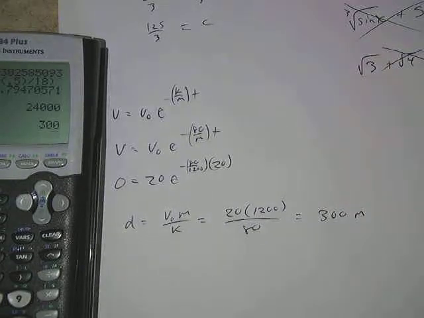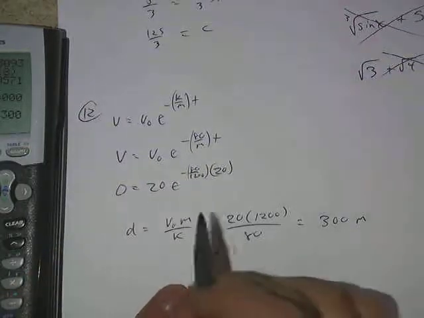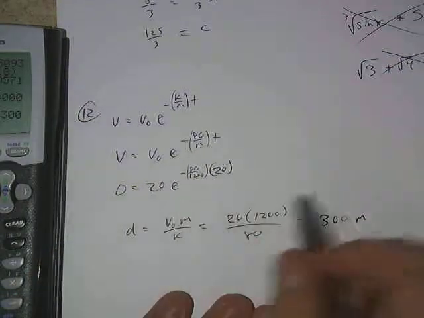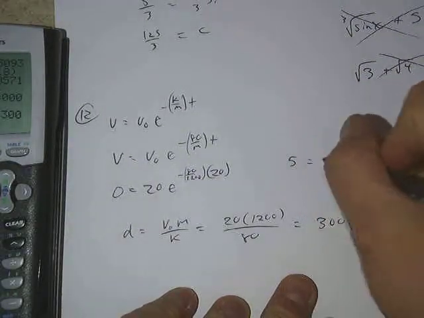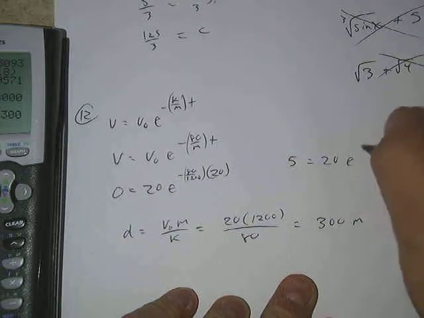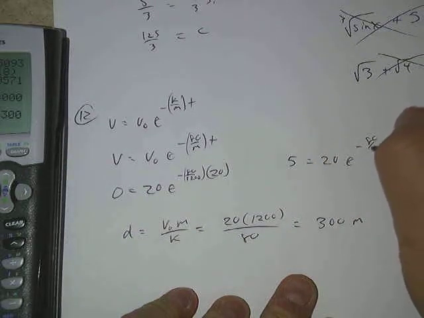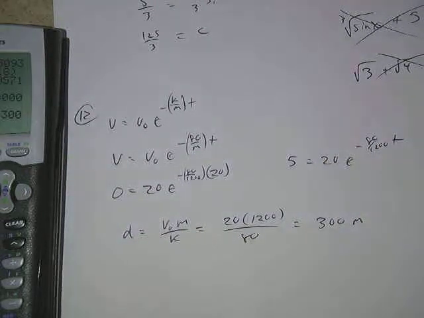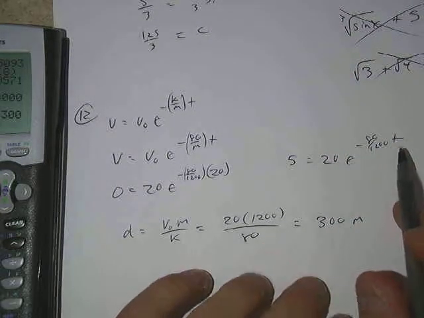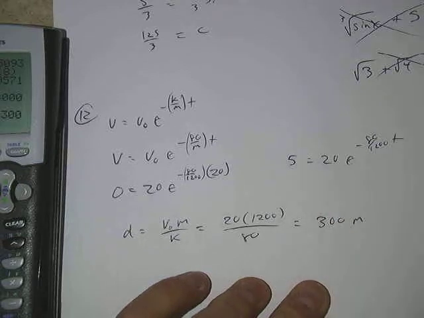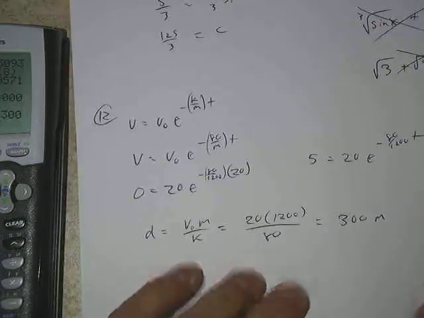And so that distance here, if we do our 20 times 1200, divide that by 80, is 300. And the units here are, is it meters? Can't remember. Yeah, so 300 meters it would take. So that's how they got 300 in the first part of the answer.